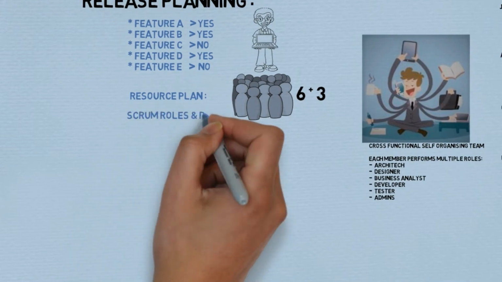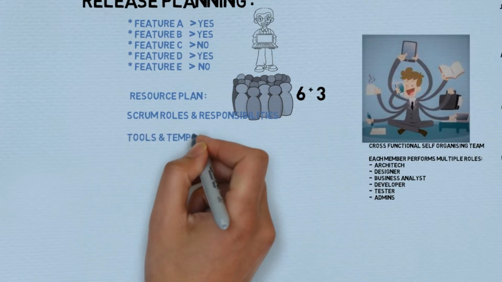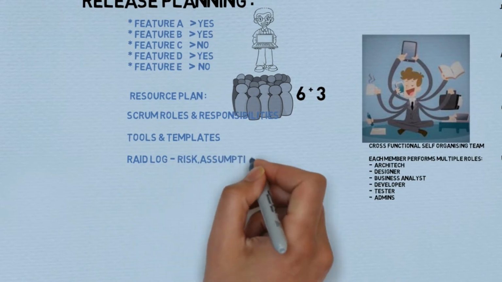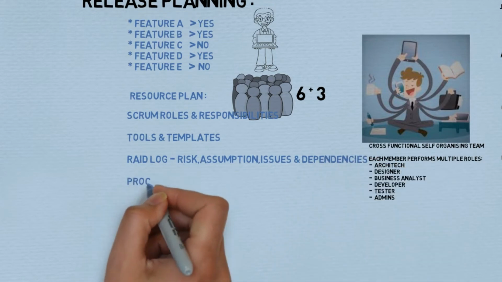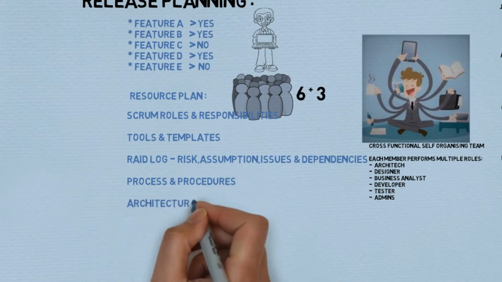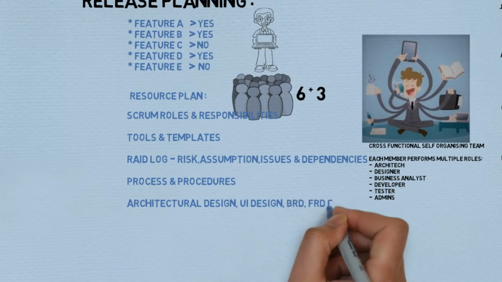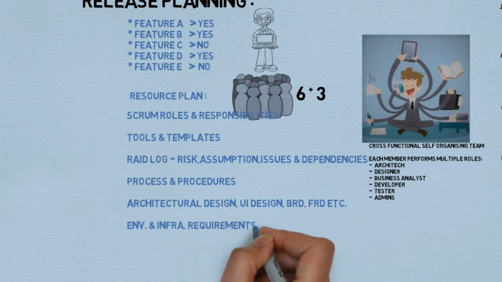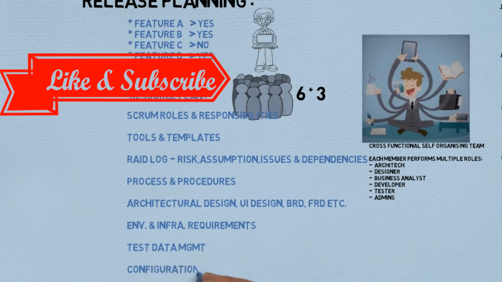We would also define Scrum roles and responsibilities in the release planning, tools and templates, RAID logs, that is risk, assumption, issue, dependency logs to understand the project constraints, process and procedure. All the required architectural design documents or UI design documents, prototypes, BRDs, FRDs are defined and baselined here. Environmental and infrastructure requirements are also defined. Test data management is also done here. Configuration management will also be handled in the release planning phase itself.